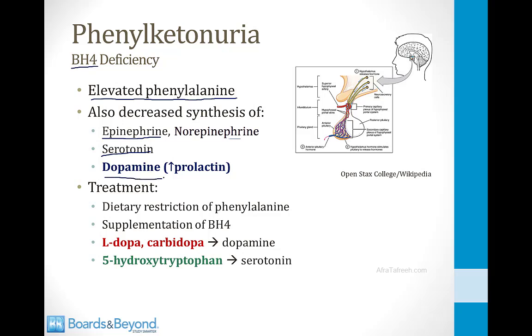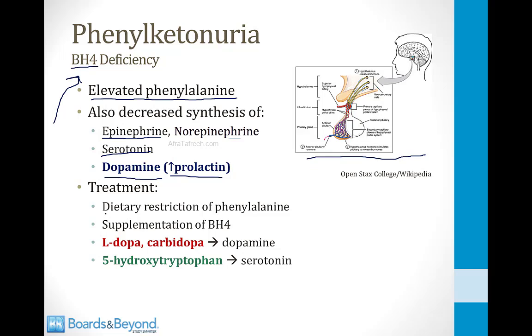And the reason I've bolded dopamine is because dopamine is very important in the hypothalamus, which I've shown on the screen here. Dopamine inhibits prolactin secretion, and therefore, when you are deficient in dopamine from a BH4 deficiency, you can see high prolactin levels. And in fact, prolactin levels are often monitored in children who have this condition to determine how much dopamine is working in their body.